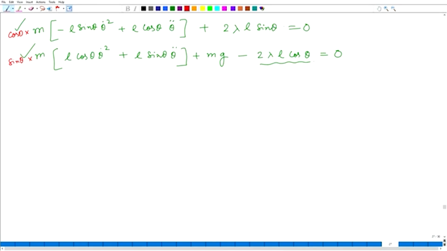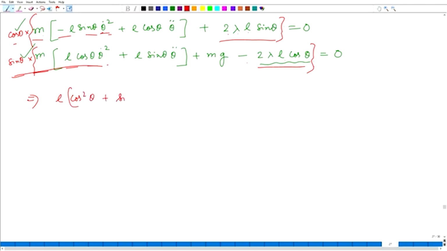If you add them up, then you again see that the first term will go away with this term. Okay. So, it will be minus ml sin theta cos theta theta dot square. Here it will be plus ml sin theta cos theta theta dot square. Again, this is actually multiplied with the whole thing, the same here. Okay. So, this term with the Lagrange multiplier will also go away, because it will be 2 lambda L sin theta cos theta with plus sign, and here it will be 2 lambda L cos theta sin theta with minus sign. So, finally, you will have L cos square theta plus sin square theta.